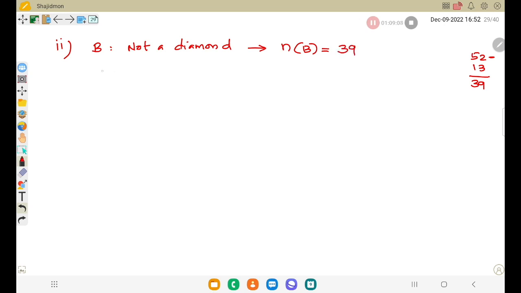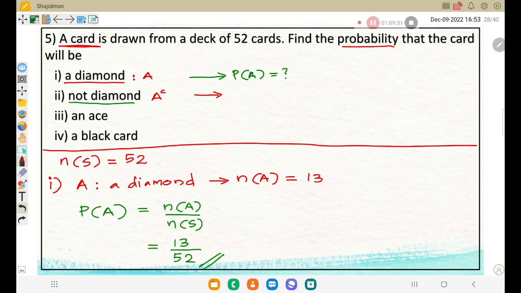So what will be the probability of B? Probability of B means number of elements of B divided by number of elements of S. Correct? You can check it. That is 39, number of elements of B, divided by 52. Hope you understood that question. Not a diamond card, correct?